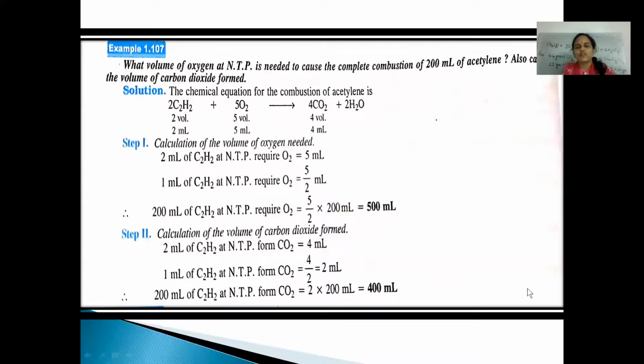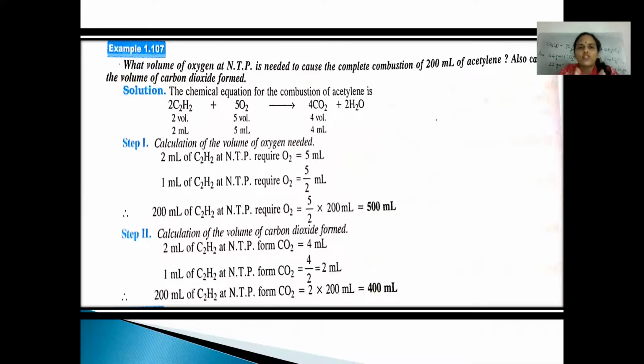Yes, you see this equation. These are volume-volume relationship questions. The question is, what volume of oxygen at NTP, where STP is standard temperature and pressure and NTP is normal temperature and pressure, is needed to cause the complete combustion of 200 milliliters of acetylene. So for combustion of acetylene, the molecular formula is C2H2.